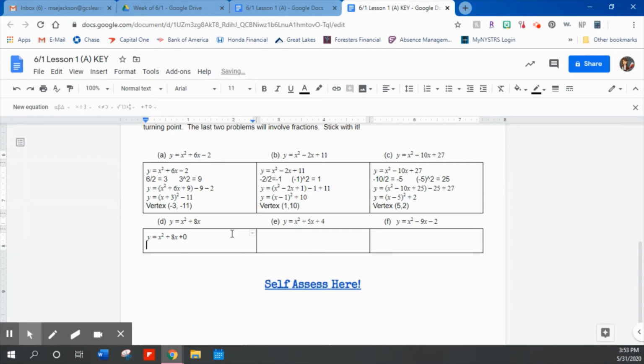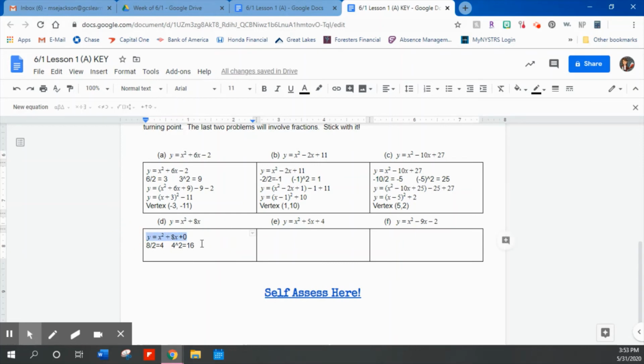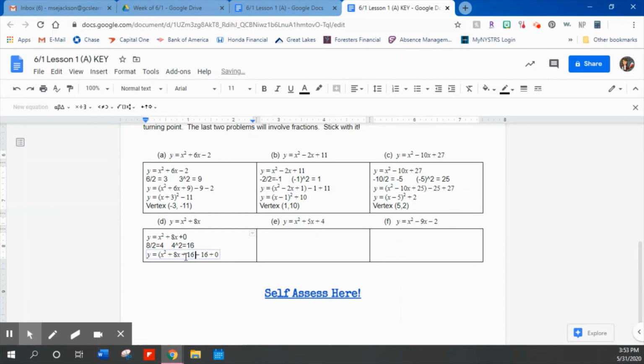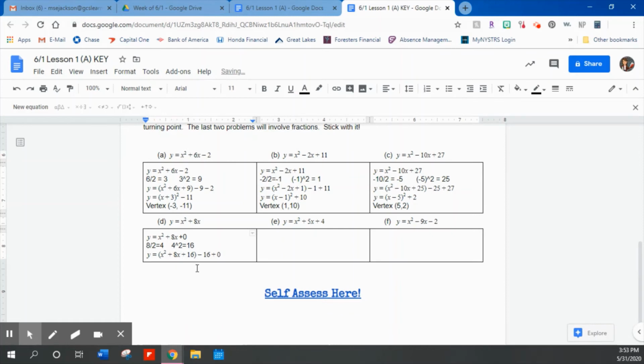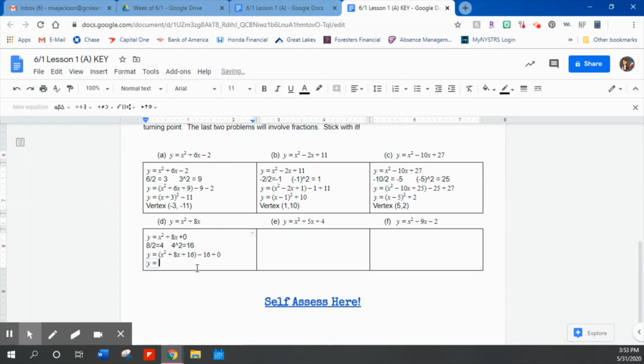So we still take half of b, and then we square that. We get 16. We are going to add 16 and subtract 16, grouping those together. Factors of 16 that add to 8, 4 and 4. And we simplify what's on the outside and we get minus 16.